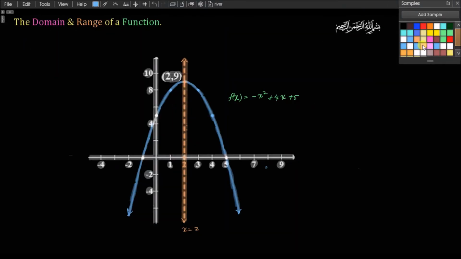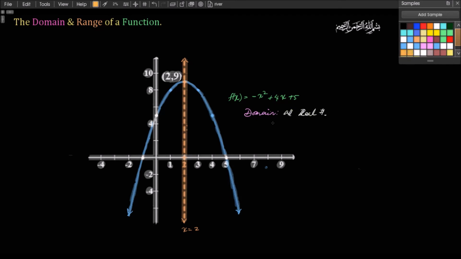Okay, so how about for this function? What do you think is the domain? Now remember again, domain is all possible x values. Are there any restrictions to this function in regards to the x values? No, right? Because it's a parabola and there are no restrictions. So domain here again will be all real numbers.